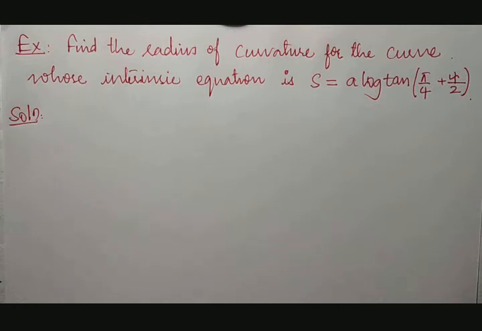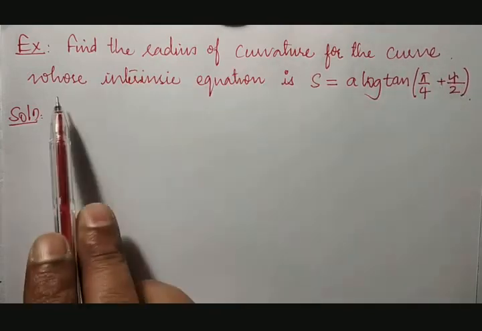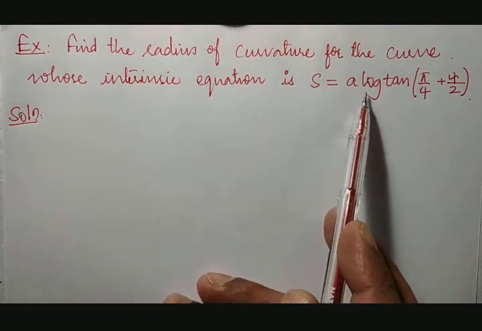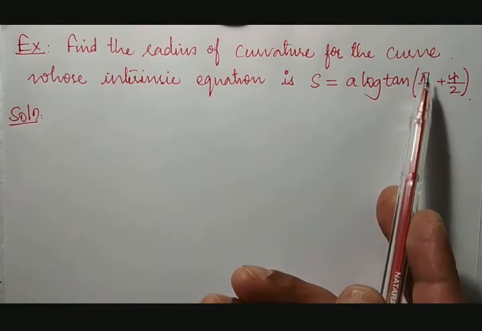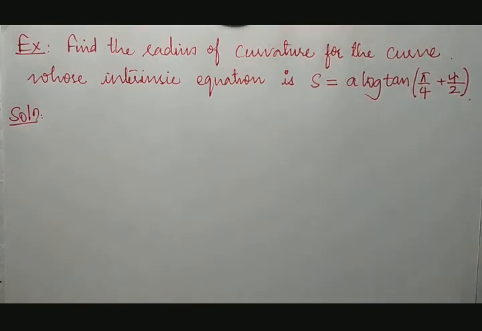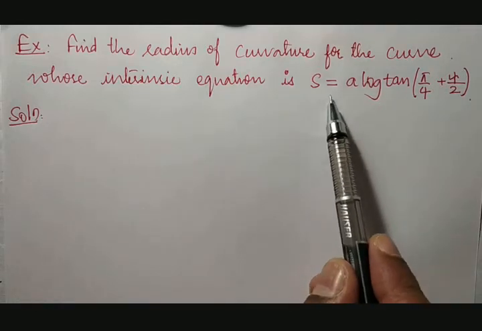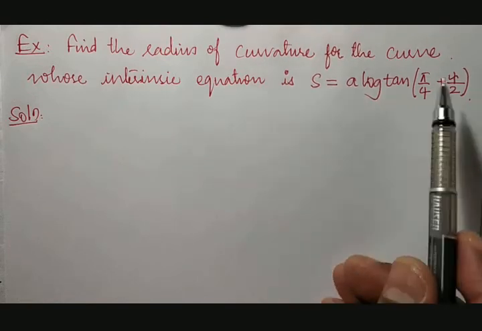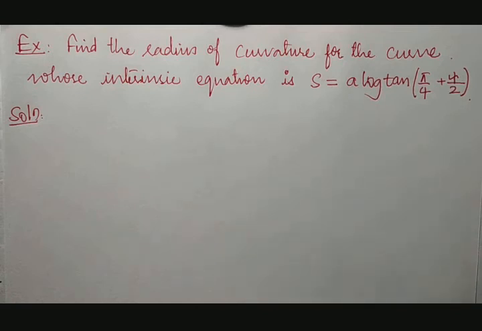In this session, we are going to discuss an example of finding the radius of curvature for the curve whose intrinsic equation is s = a log tan(π/4 + ψ/2). Here we can see that s and ψ are involved, therefore this is called an intrinsic equation.